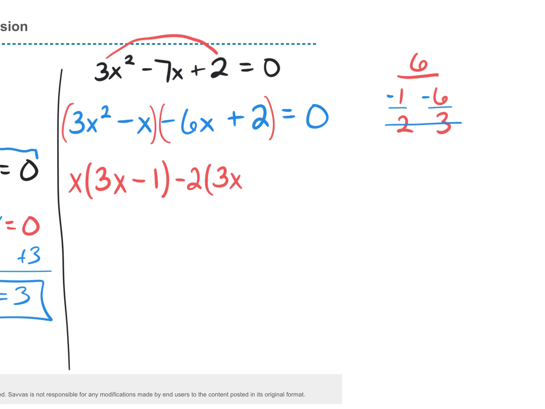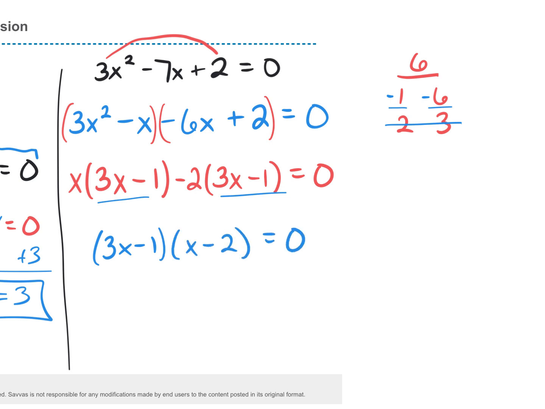2 divided by negative 2? Negative 1. Remember, how do I know if I'm correct? The parentheses are the same. The parentheses have to be the same. Okay, then when we rewrite, we have 3x minus 1 and x minus 2 equals 0.